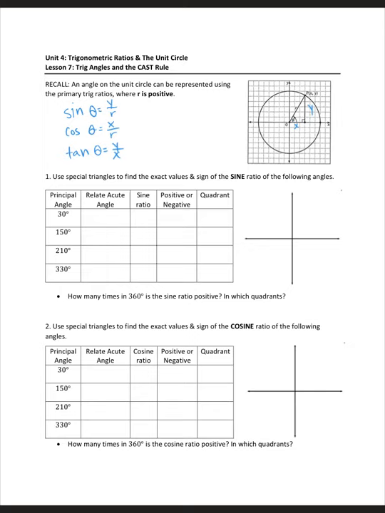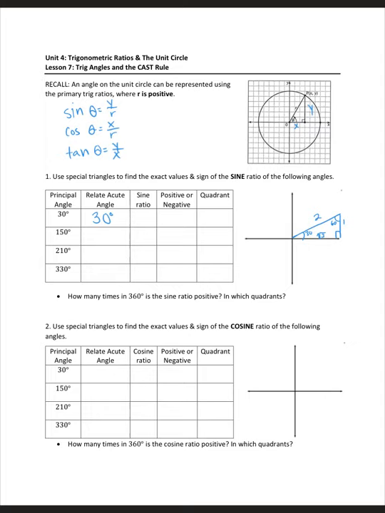If we were to draw 30 degrees, well, a 30-degree angle is going to be in my first quadrant. I'm going to make that into my triangle, and you can see that we're going to create here a 30, 60, 90. So I know the legs because that's one of my special triangles: 1, radical 3, and 2 for my hypotenuse. If I wanted to identify my related acute angle, it's in my first quadrant, so my principal angle is also my related acute angle. So it would be 30 degrees as well.